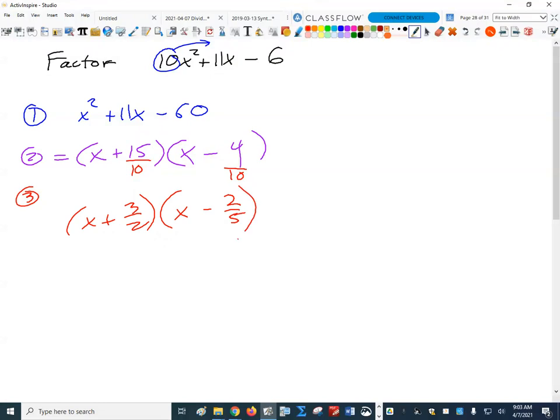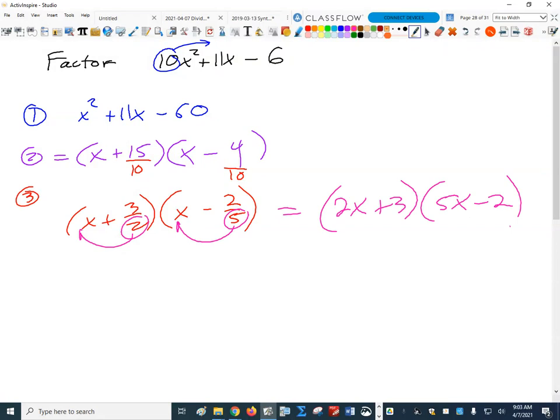Okay, and very last step here, Bren, what'd you get for the last step? Good. Okay, so we'll slip the 2 up as a coefficient of x, and we'll slip the 5 up and make it a coefficient of x. And so our final answer just looks like 2x plus 3 times 5x minus 2. Okay, good. All right. How are we feeling on this? Like we're getting this stuff a little bit?